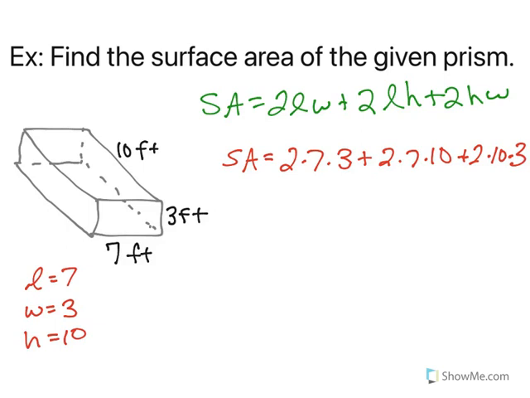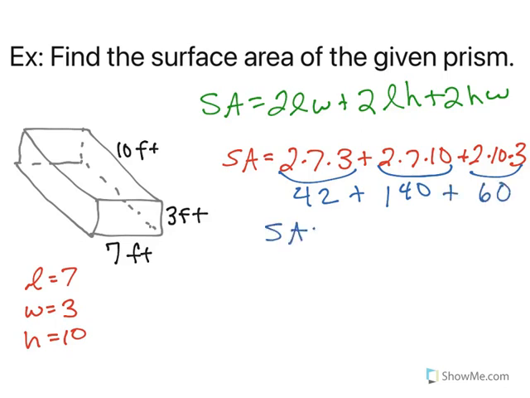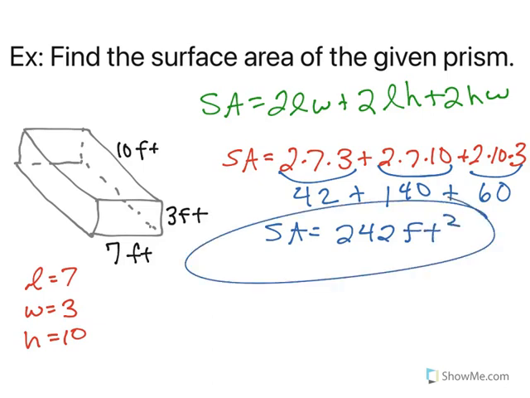So again, each rectangle is a part of this prism in 2 spots because we have opposite sides congruent. So 2 times 7 times 3 gives me 42. 2 times 7 times 10 gives me 140, and 2 times 10 times 3 gives me 60. When I add those together, my surface area is 242 feet squared.